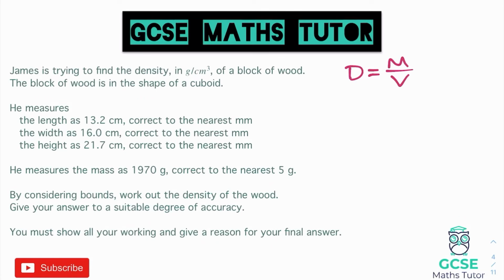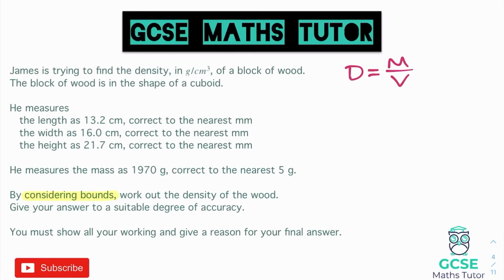So in order to work out the densities here, we need to get the mass and we need to get the volume. But we are obviously looking at considering bounds. So in order to consider bounds, we need the upper bound and the lower bound. And again, we're doing a division here. So to get the upper bound of the density, we're going to do the biggest divided by the smallest. And to get the lower bound of the density, we're going to do the smallest divided by the biggest. So in order to do that, easy enough with the mass, but the volume is going to take a little bit more working out in this question.